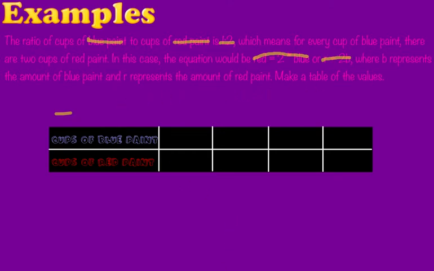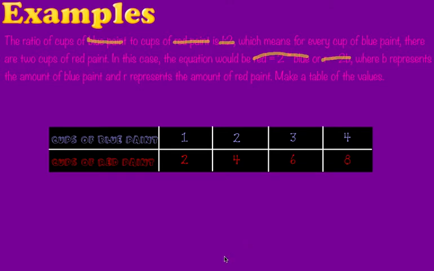So then what I'd like you to do now is fill out a ratio table with this information, and then we're going to use that to work with our unit rates. So go ahead and pause and fill out your table, and when you come back, we'll check your answer. All right, so we should have found that with 1 cup of blue paint, there are 2 cups of red paint. With 2 cups of blue paint, there are 4 cups of red paint, and 3 to 6, and then 4 to 8.